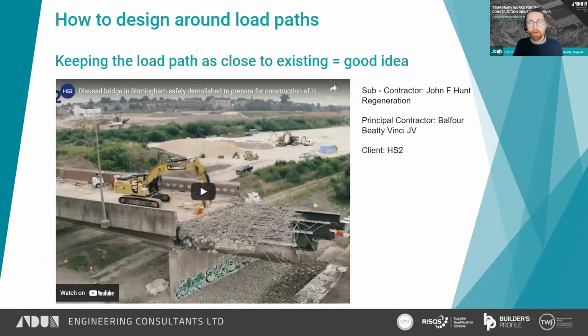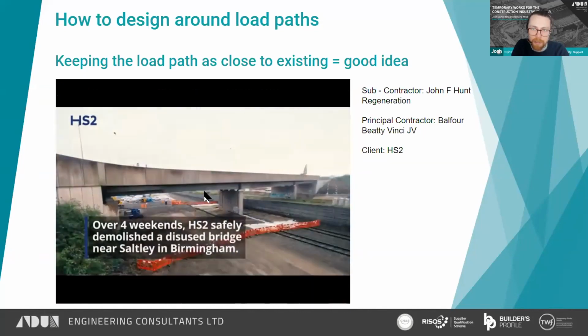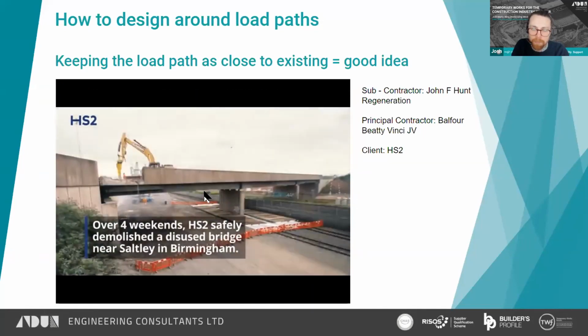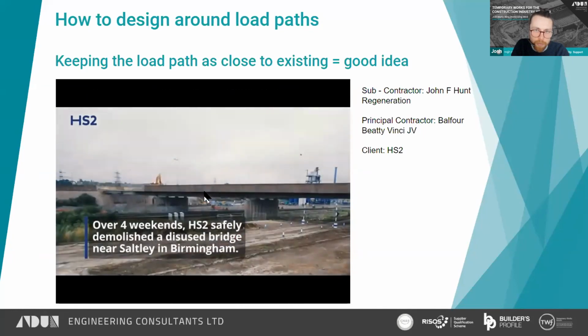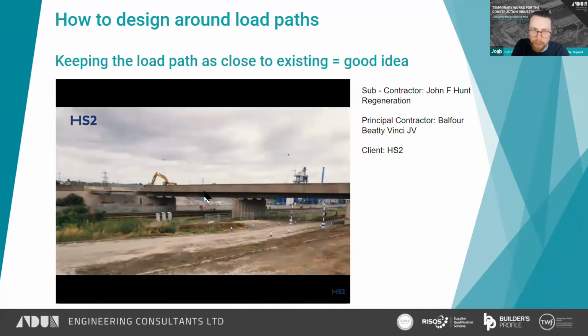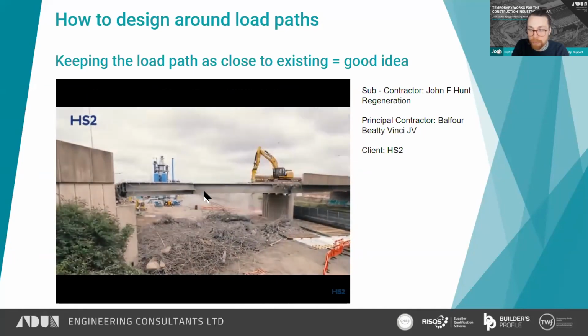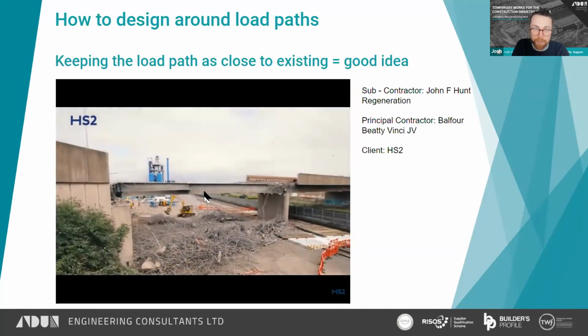So once we know about load paths and understand how the structure works, how can we use this to our advantage? Well, I've got an example here. This is a project that covered the demolition of a 100-meter road bridge in Saltley near Birmingham. The bridge was removed by John F. Hunt over 4 weeks in August and September to make way for the northern section of HS2's phase 1 route between London and the West Midlands.